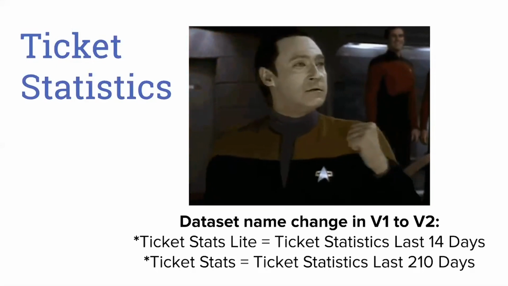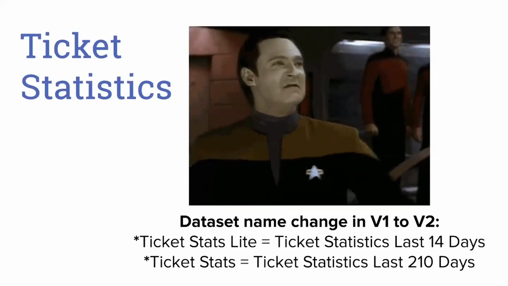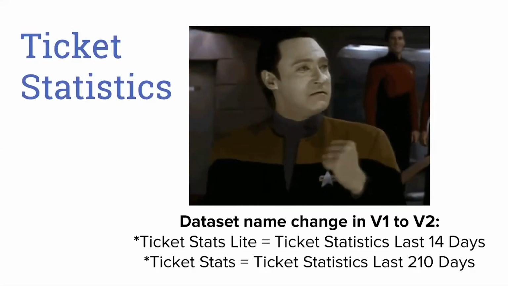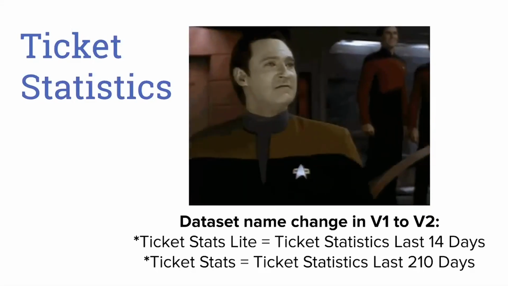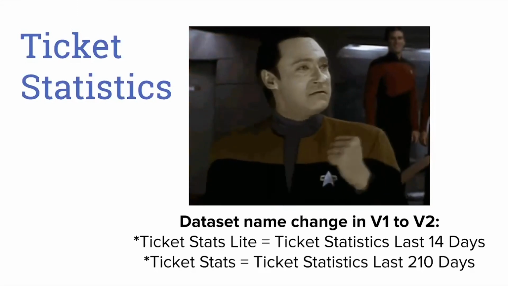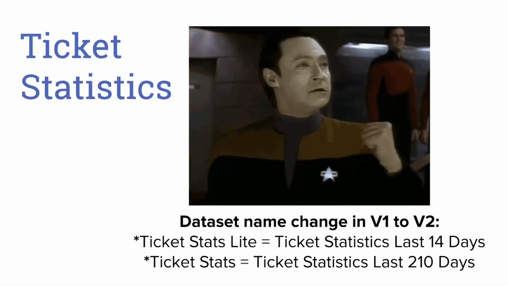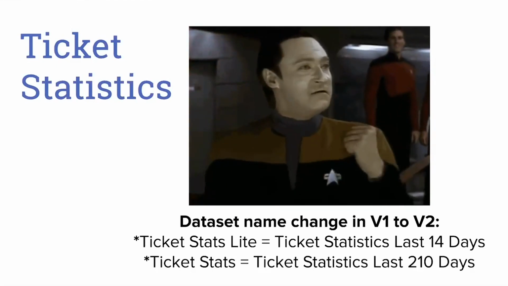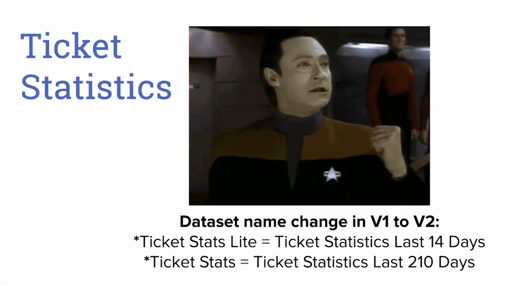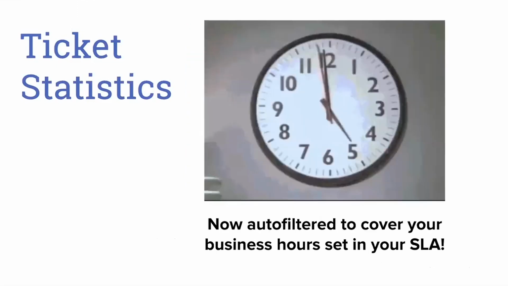So to make this more clear, we wanted to update the naming convention. We just switched it to Ticket Statistics last 14 days and Ticket Statistics last 210 days. So it's a small change, but it should make it very clear as to what sort of data you're dealing with. And now you'll be able to properly identify which data set you should be using for the specific metric that you're looking to build out.